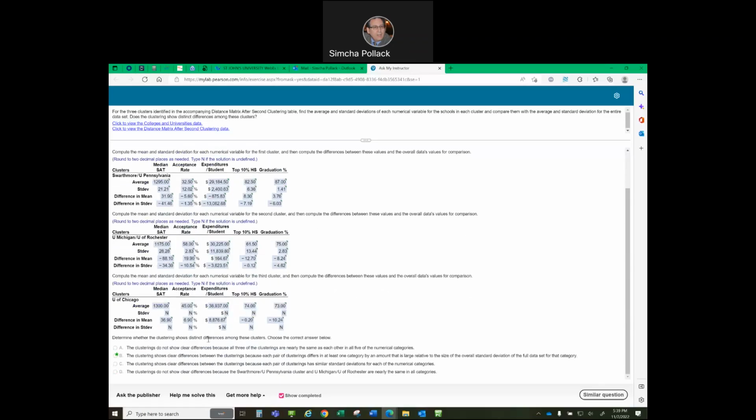And then they want you to make a verbal response. Clustering shows clear differences because when you look at these differences, this is 31 away from the average, this is 88 below the average. So these clusters are different. And this is plus 36. So these two are similar, but it's different to that. On the other hand, this is 12%. This is, can't even calculate it.